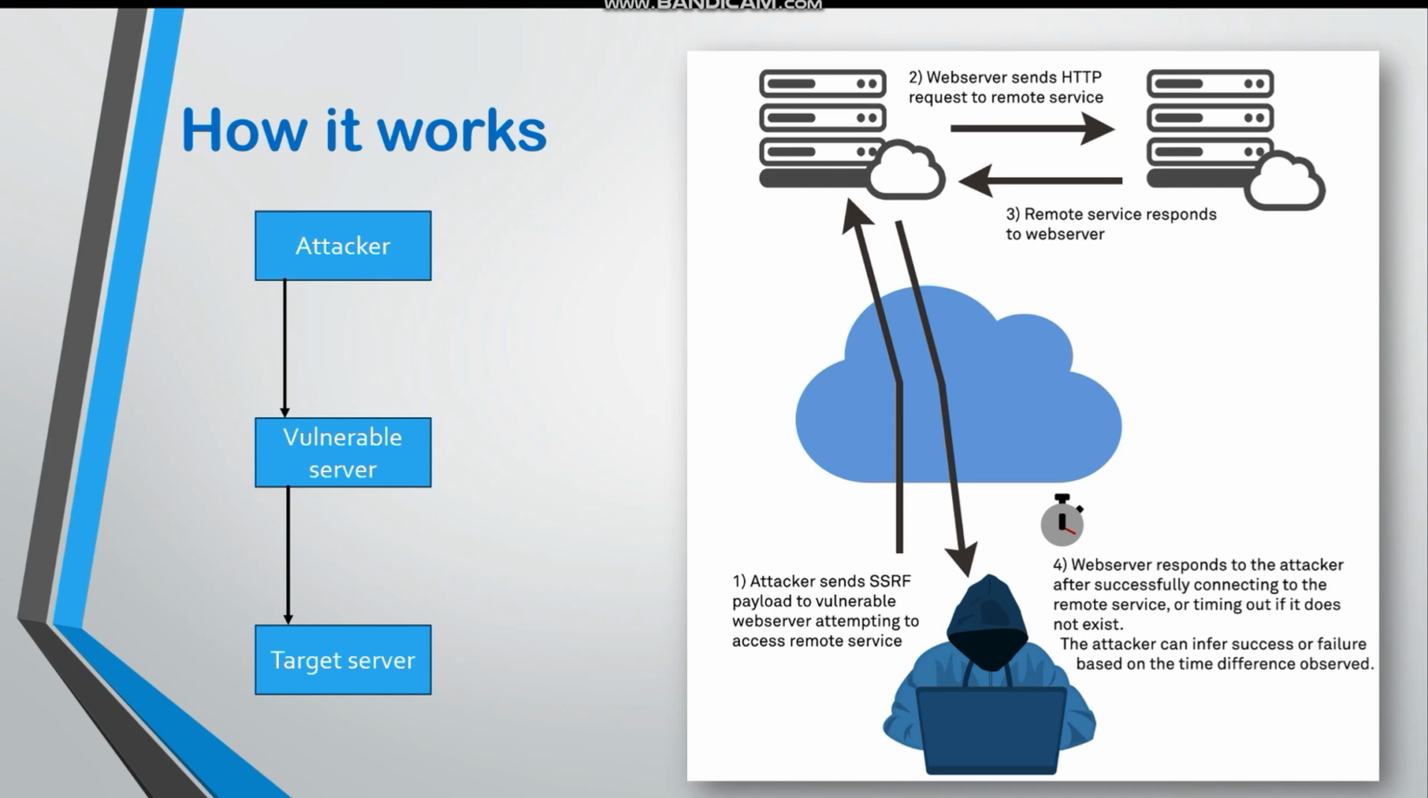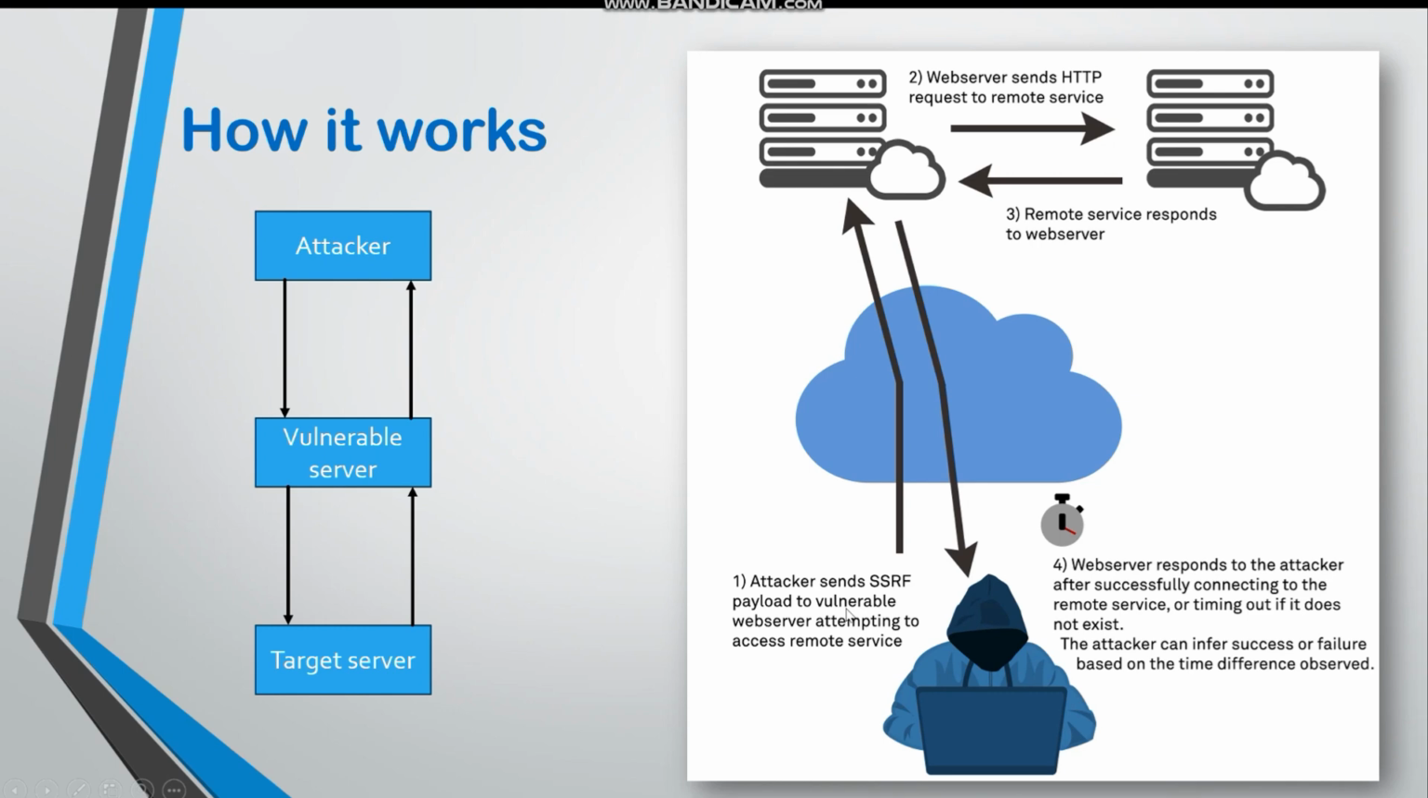So to escape this WAF, the attacker uses vulnerable servers, which are also known as false servers. The attacker sends the malicious request or the payload to the vulnerable server, and the vulnerable server sends a request to the target server. The target server sends the response to the vulnerable server again, and the vulnerable server sends the response back to the attacker.